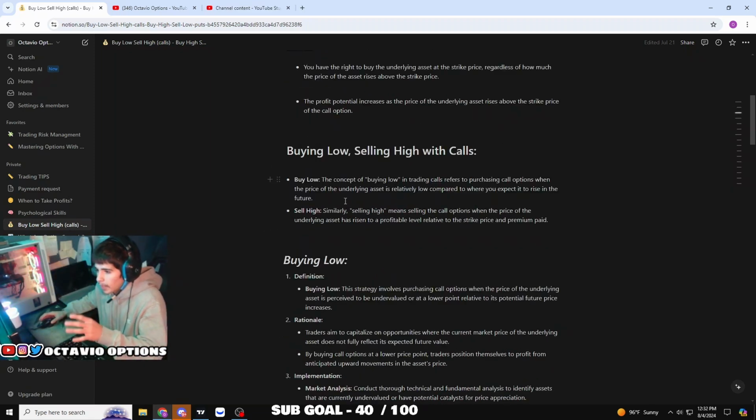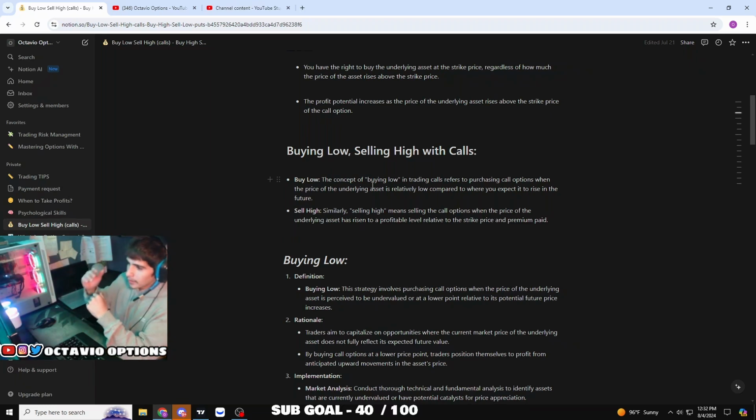Buy low. The concept of buying low in trading calls refers to purchasing a call option when the price of the underlying asset is relatively low compared to where you expect it to rise in the future. You know what I'm saying? I'll reread that to y'all again. Buy low. The concept of buying low in trading calls refers to purchasing a call option when the price of the underlying asset is relatively low compared to where you expect it to rise in the future.